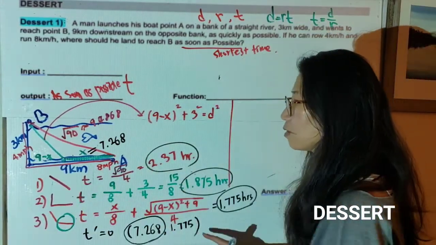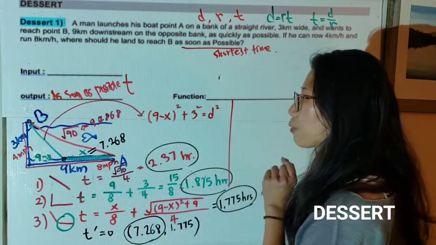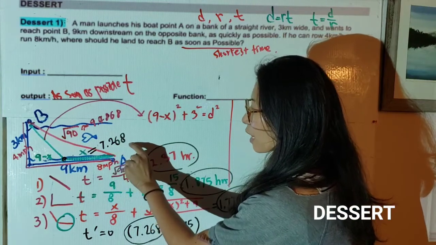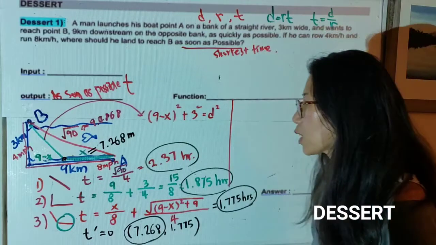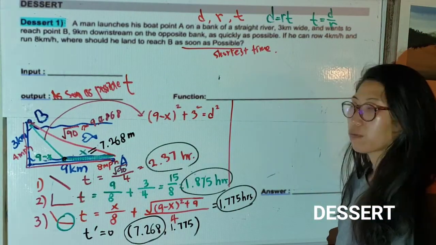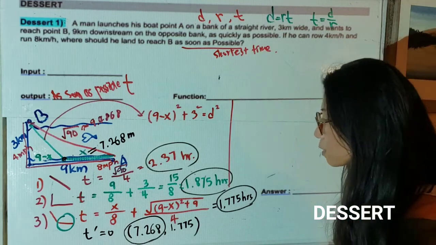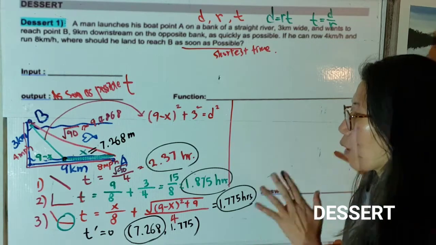So you see which one will get there the fastest, because definitely not this, definitely not this. Then we have to find where I should start taking the boat. After you run about 7.268 meters, you can row the boat to the other side. That will give me the minimum time, which is 1.775, about 1 hour 45 minutes. But Yana, why didn't you show me this one? Well, let's approach this one how I want to do.